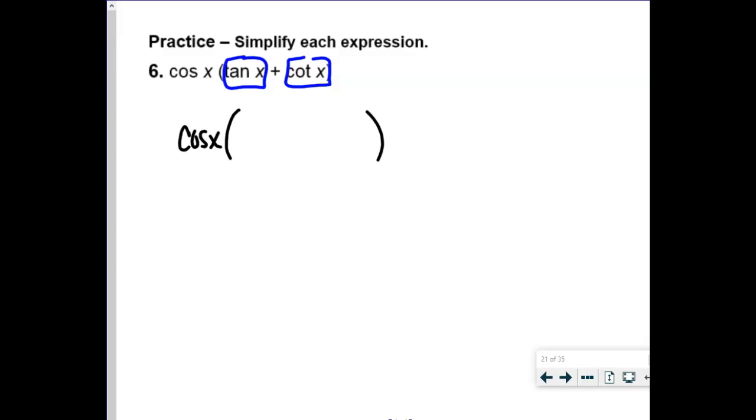Okay, sine over cosine. Sounds stupid to me. And then cosine over sine. Now, I was hoping someone would say that. Can you add those together? No. Why? It's not allowed. Why? Because they don't have a common denominator. They don't have common denominators, so you can't add them together.